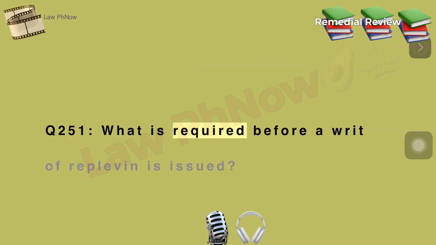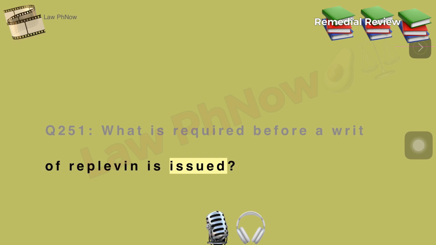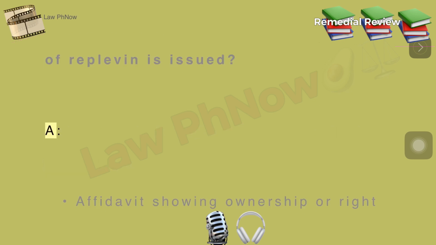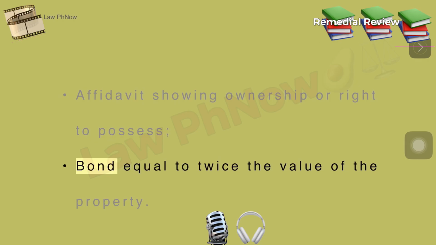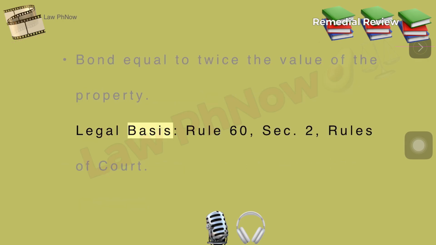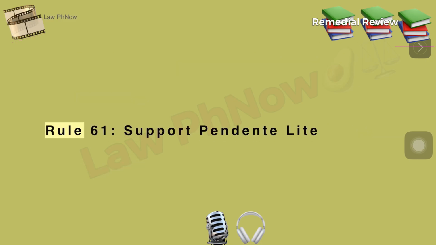Q251. What is required before a writ of replevin is issued? A. Affidavit showing ownership or right to possess. Bond equal to twice the value of the property. Legal basis: Rule 60, Section 2, Rules of Court. Rule 61, Support Pendente Lite.